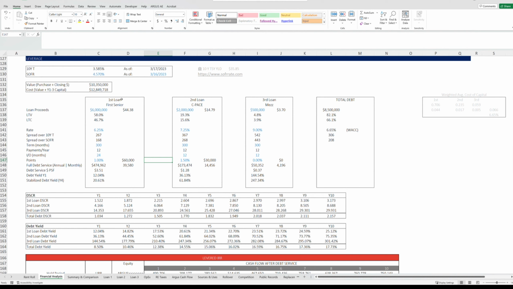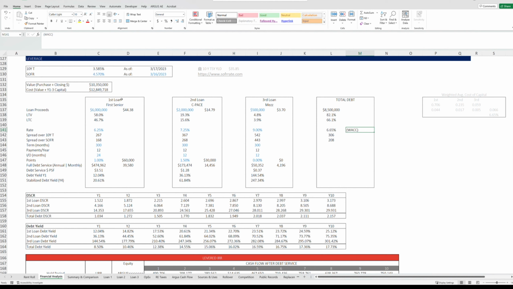Now, what I think is important is this number right here. This is your weighted average cost of capital. This is all three of these loans and their weighted average cost. So in total, I've got $8.5 million in loans. Again, loan to value is 82%, loan to cost is 66%, and the weighted average cost of capital is 6.65%.